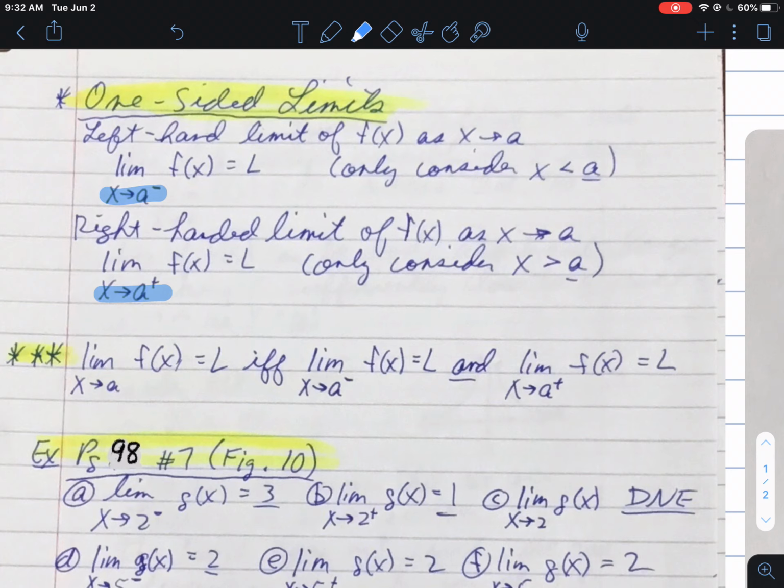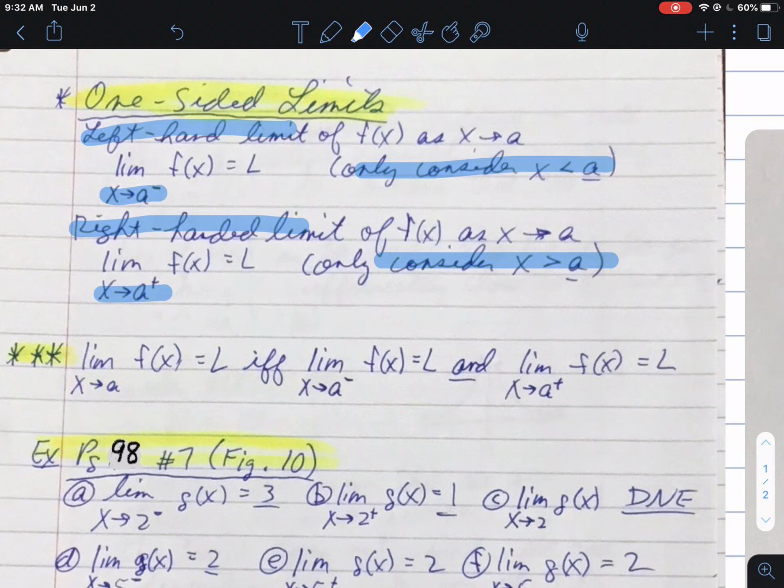So our left-hand limit, we'll call it, the limit as x approaches a from the left of f of x equals L, where here we're only considering values of x that are less than our a value, right? So we're approaching a from the left, we're only going to look at values of x that are smaller or less than the a value. And then conversely, on the right side, the limit as x approaches a from the right, call that our right-hand limit, and we're only considering values of x that are larger than a or to the right of a. Right? So there's notation there.